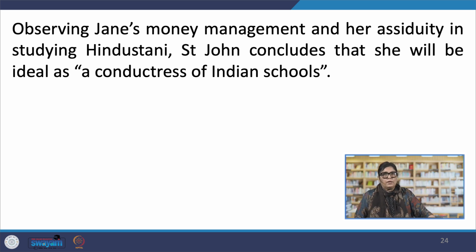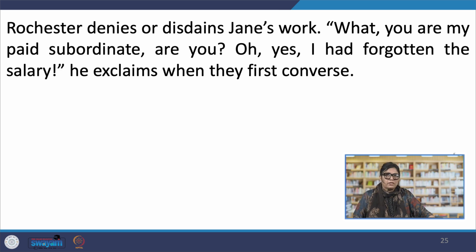indistinguishable from a promotion. Romantic marriage may or may not offer a job, but the point is that the woman is supposedly too enraptured by passion to care. Any woman who paused in the middle of a romantic proposal to inquire what was in it for her would seem ludicrously selfish. Indeed, Rochester denies or disdains Jane's work.